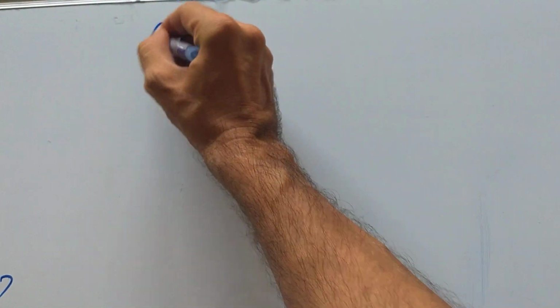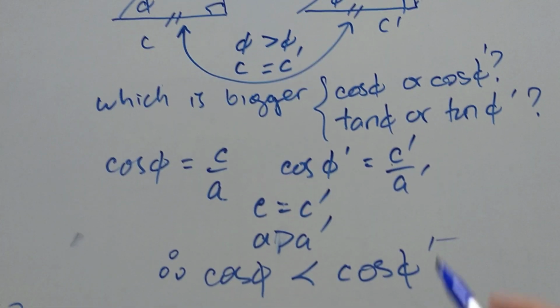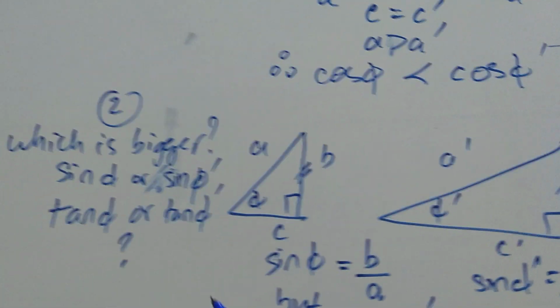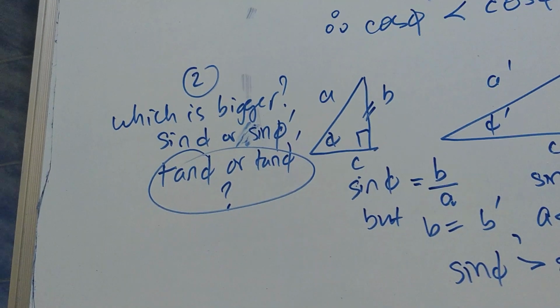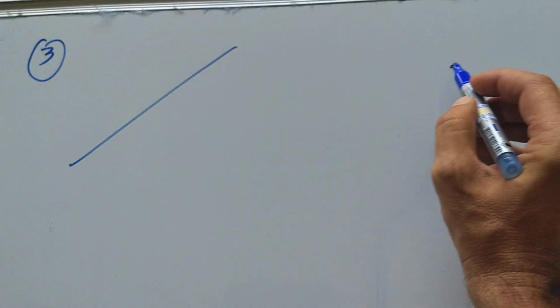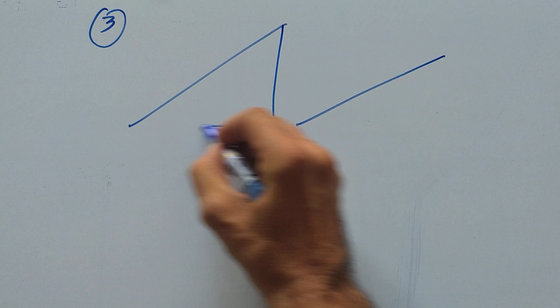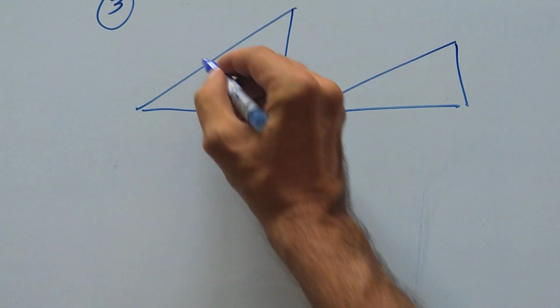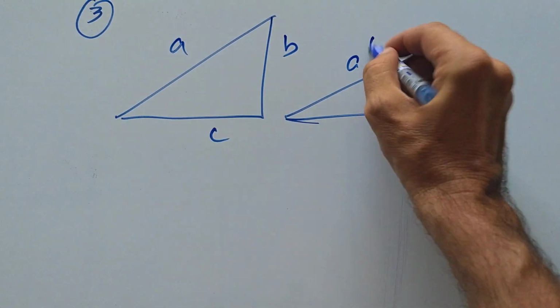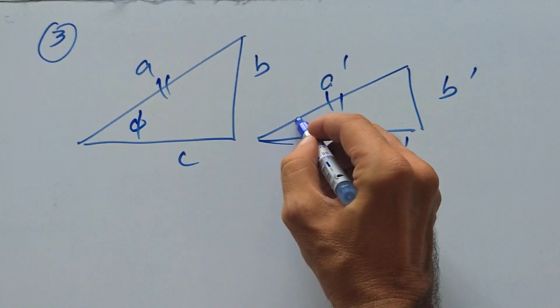Okay, let's go to number 3 now. Now, I didn't do tan. You're going to do tan, so this one's for you, and this one's for you. I'm going to do the sine and cosine. In this problem, I'm going to keep the hypotenuse equal. I'll put them at different inclinations, like so. So in this case of the triangles A, B, C, A prime, B prime, C prime, the hypotenuse is equal.